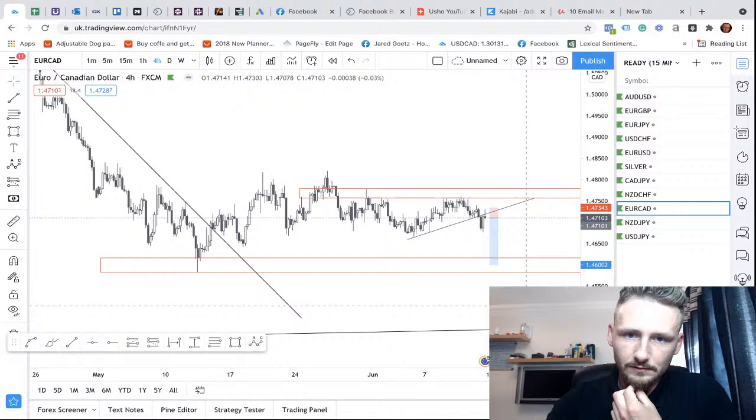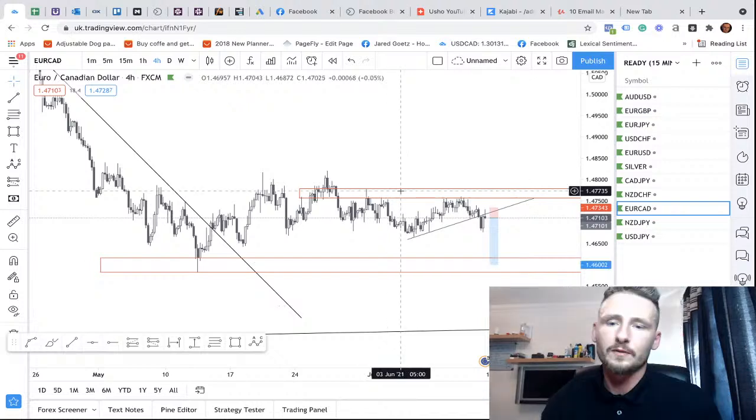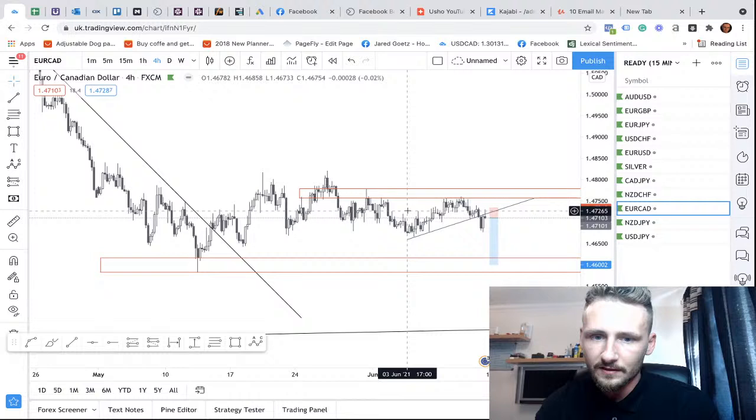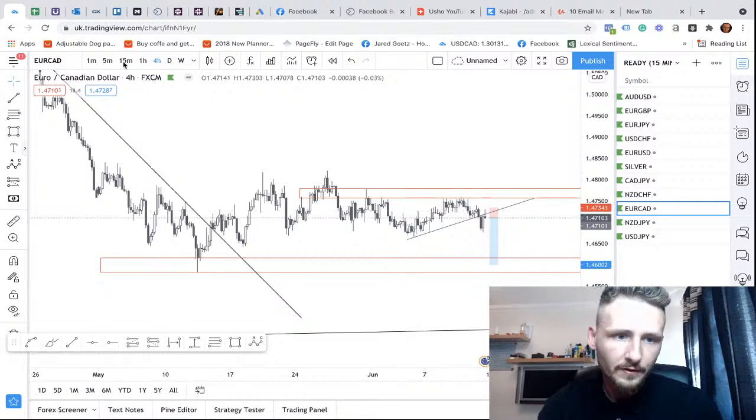Yep, you can see we've broken that bullish trend line. We've hit off that prominent area of resistance. Now we're coming back to retest that area in line with this little mini area. If we go down to the 15 minutes, we can get a more accurate level.